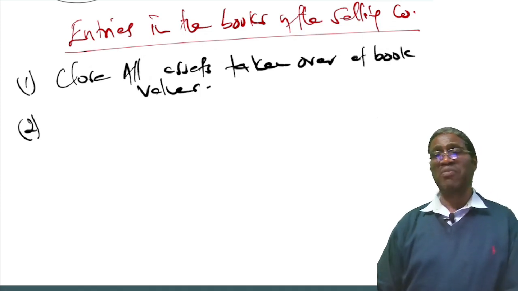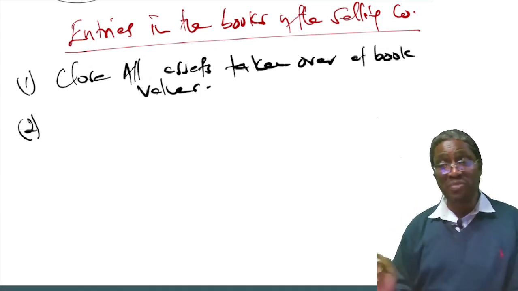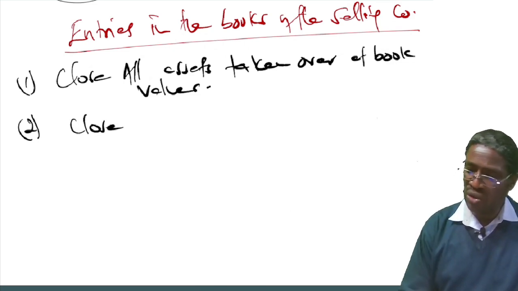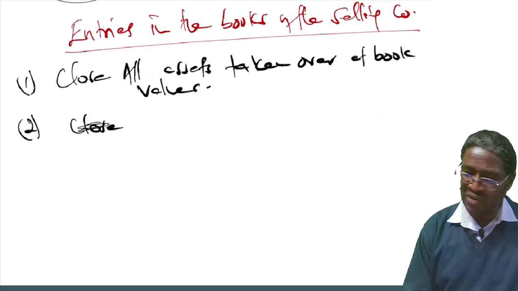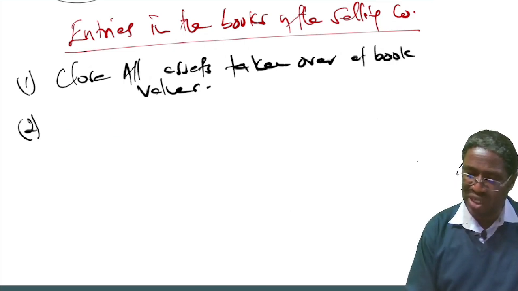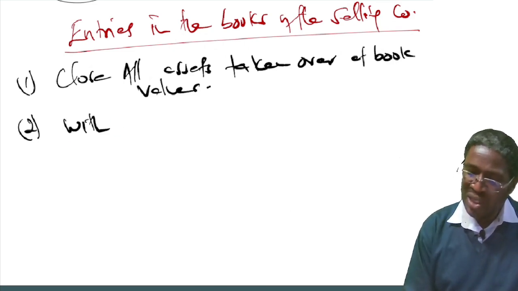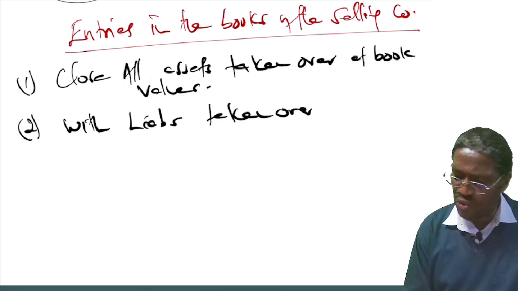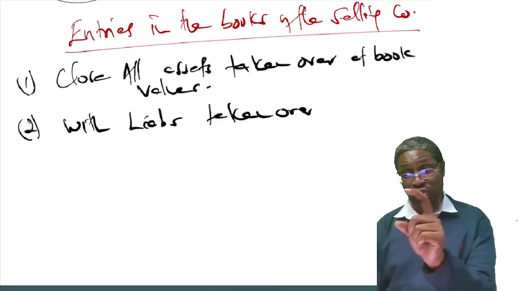You are giving some of your liabilities to company B. So our step number 2 says close, or we can put it this way, with liabilities taken over by the purchasing company, of course. We shall give out the notes later.